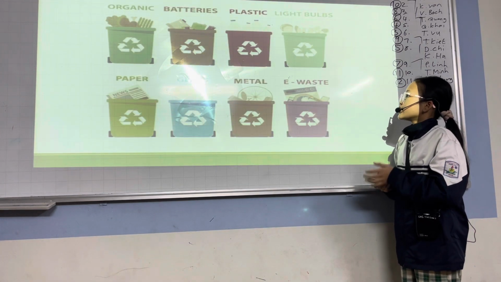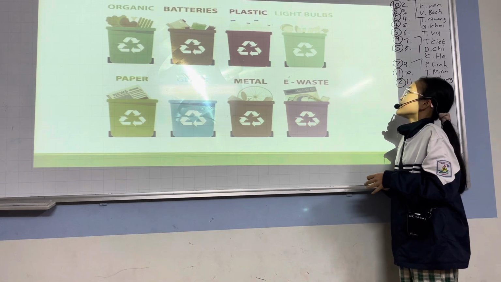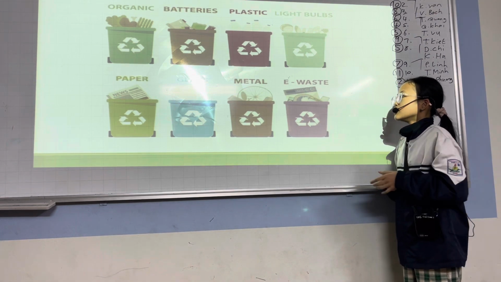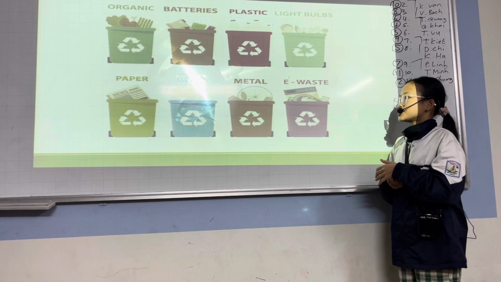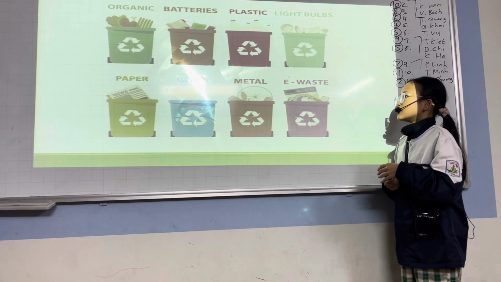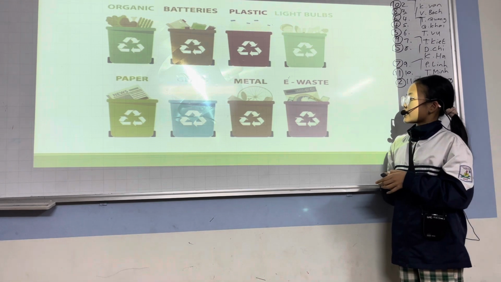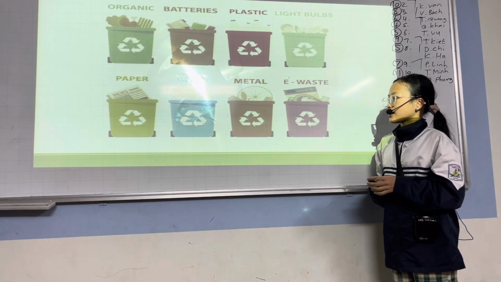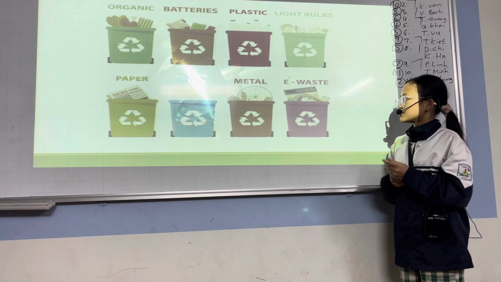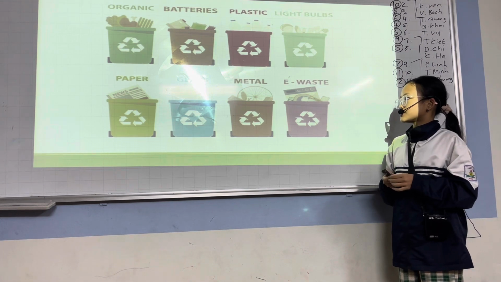There are 8 recyclables: organic, batteries, plastic, light box, paper, glass, metal, and e-waste. Organic are some food, not even chemicals. Batteries are some old or broken batteries. Plastic are bottles, light box are lamps, paper are cartons and paper boxes, glass are water bottles, metal are tin and cans, and e-waste are smartphones or dishwashers.